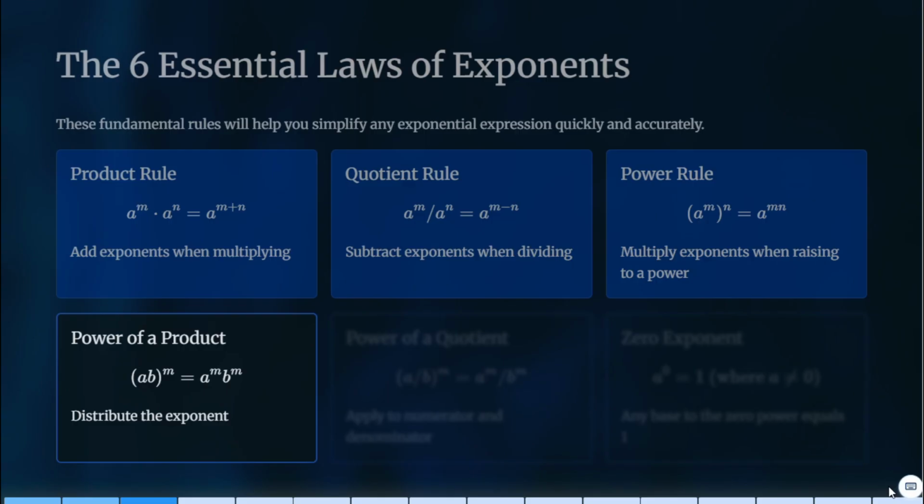The power of a product. If you have ab raised to the power m, you can distribute the exponent and rewrite this as a to the power m times b to the power m.